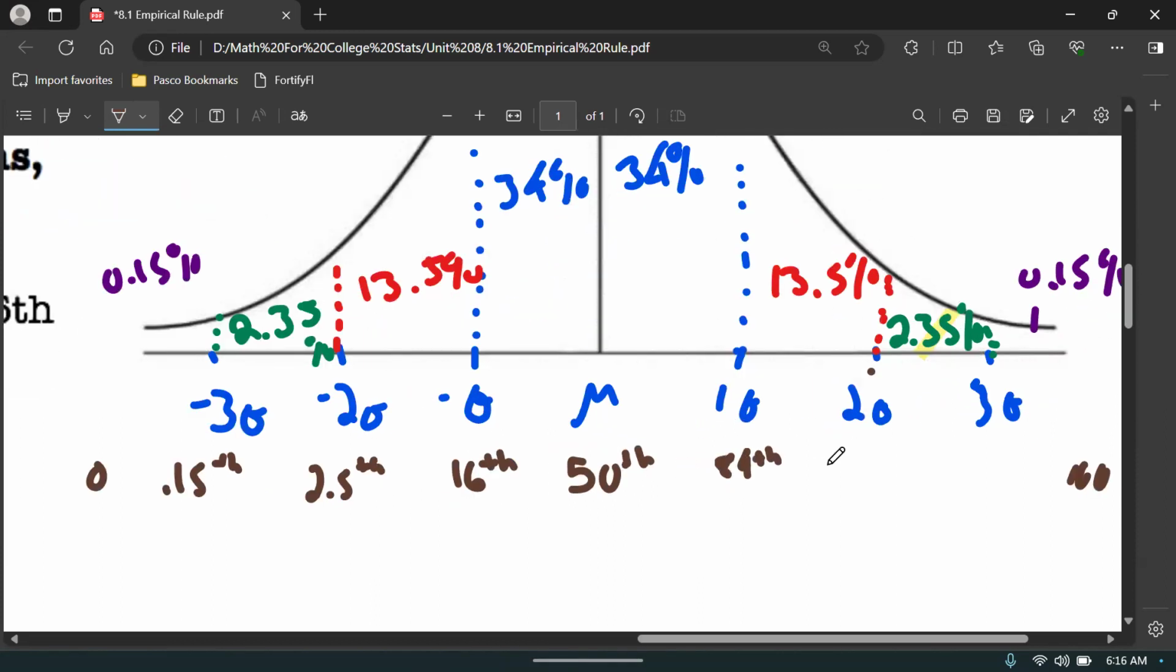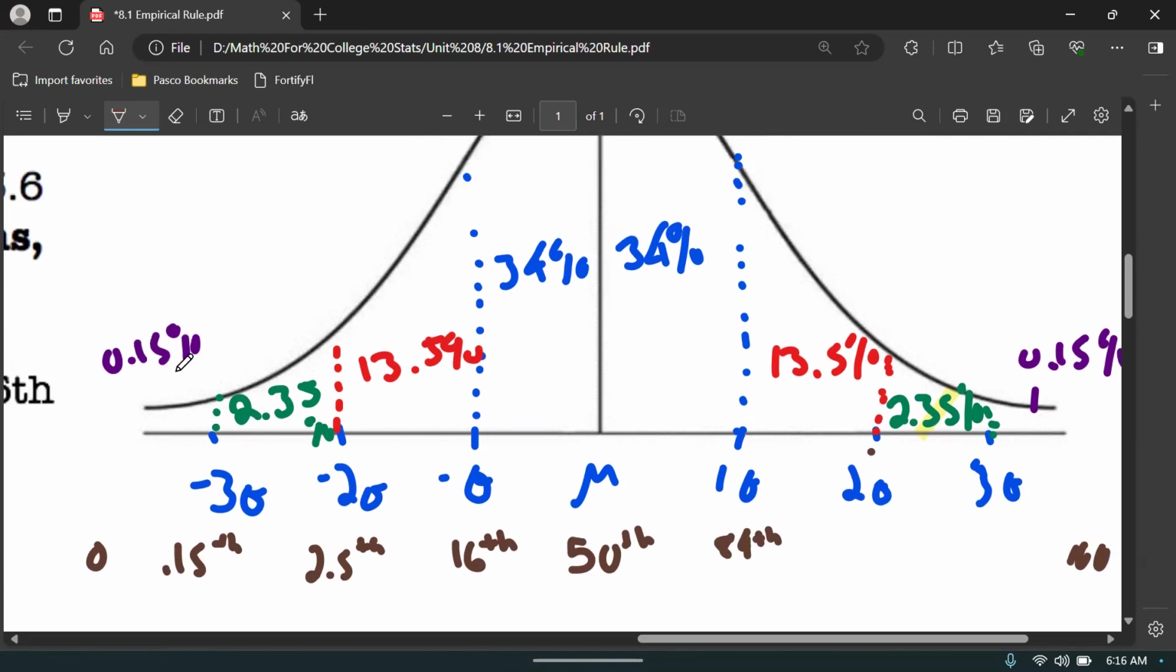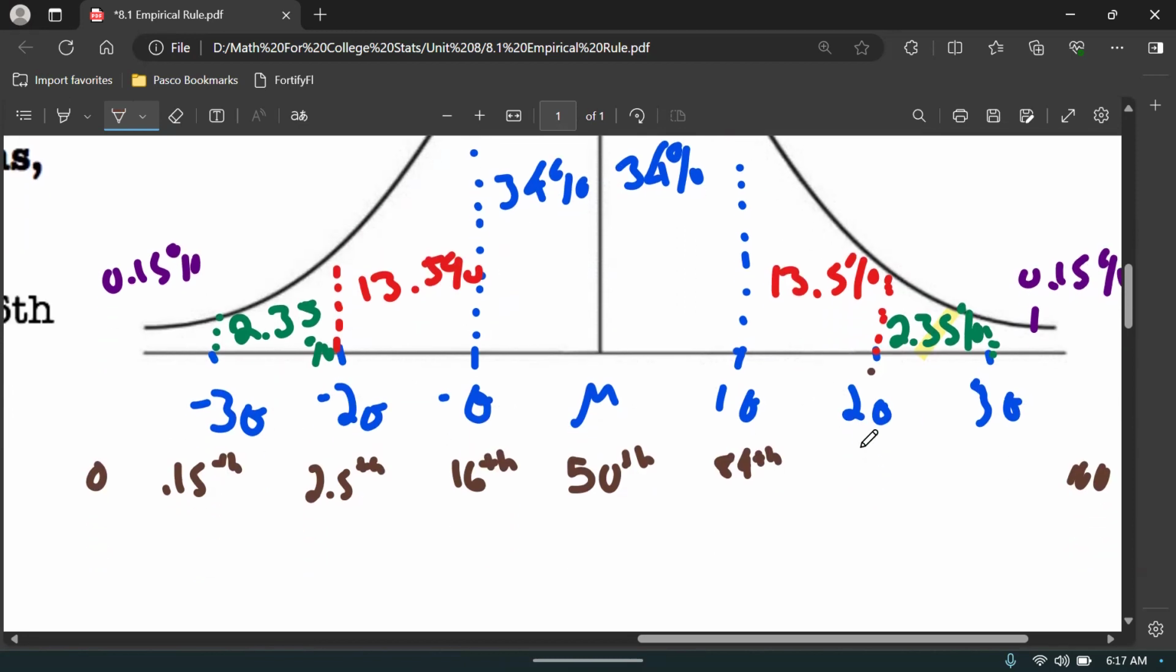So again, if you're curious what I'm doing, I'm simply adding these percentages up as we go. We're starting at 0. This gets us to 0.15. Then we add these two, we get 2.5. And we add these 3, that gets us to 16%. We add all of these 4, that gets us to 50. Then we add all of these 5, and that gets us to 84. And so on. So we're going to add 13.5 to this, and that's going to put us at the 97.5th percentile.